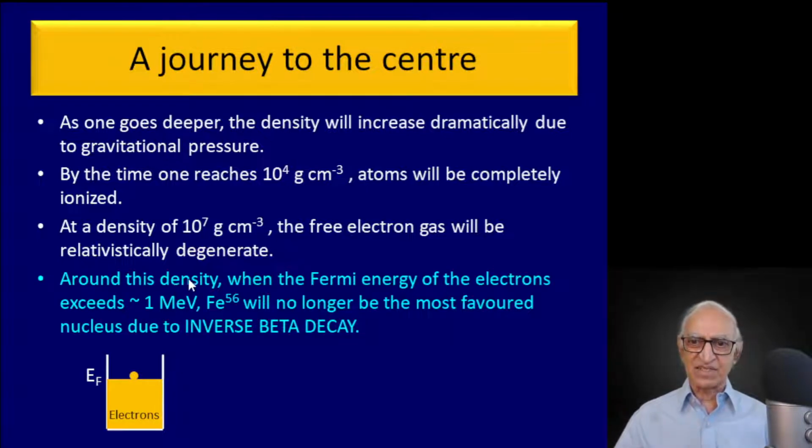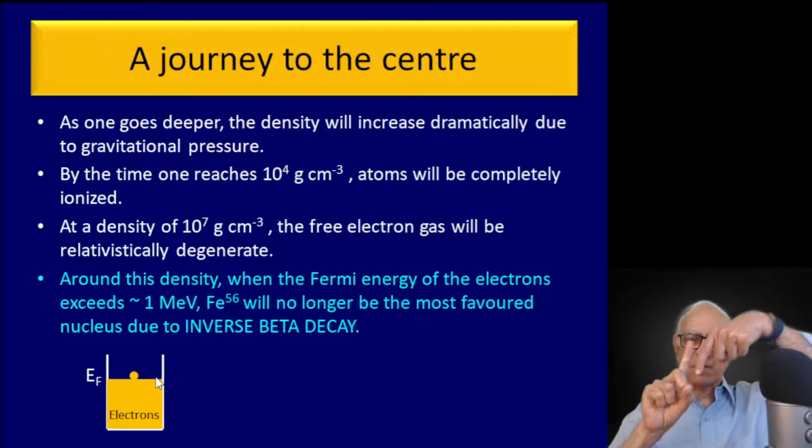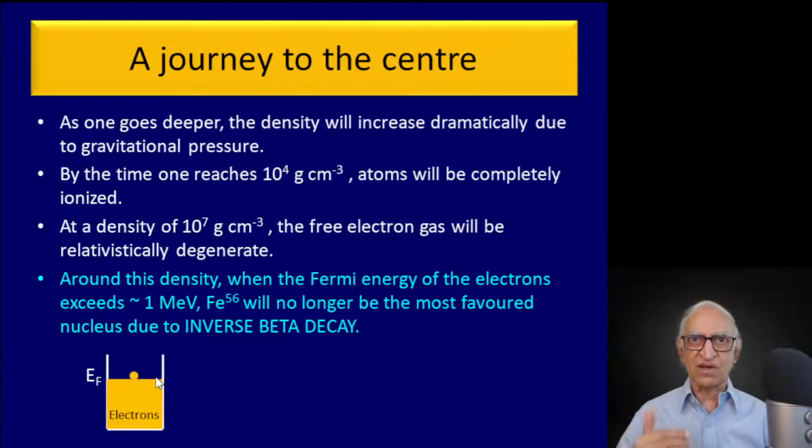Around this density of 10 to the 7 grams per cubic centimeter, the Fermi energy of the electron will exceed 1 million electron volt. Fermi energy is the highest energy level up to which all states are occupied with 2 electrons with antiparallel spin and above which all states are empty. And this Fermi energy in a metal like sodium or copper is a few electron volts. Here, the Fermi energy will be a million electron volt. Remember, the Fermi energy EF increases as density to the power 2 by 3.